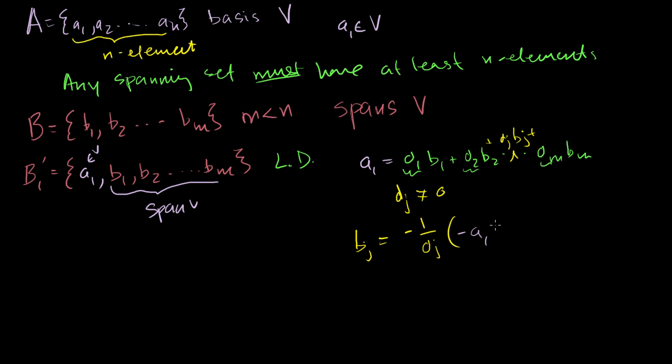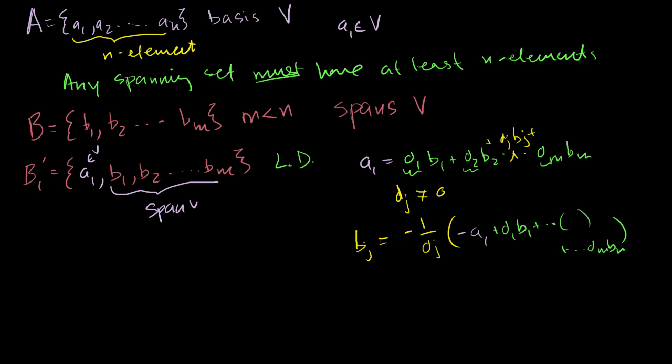plus all of these guys, plus d1 b1 plus all the way to dm bm. You're going to have a little bit of a gap here; I'll just draw it like that. It's very unconventional notation. I'm doing all of this just to show you that by definition, you can write a1 as a linear combination of these other guys, but you can just rearrange things.